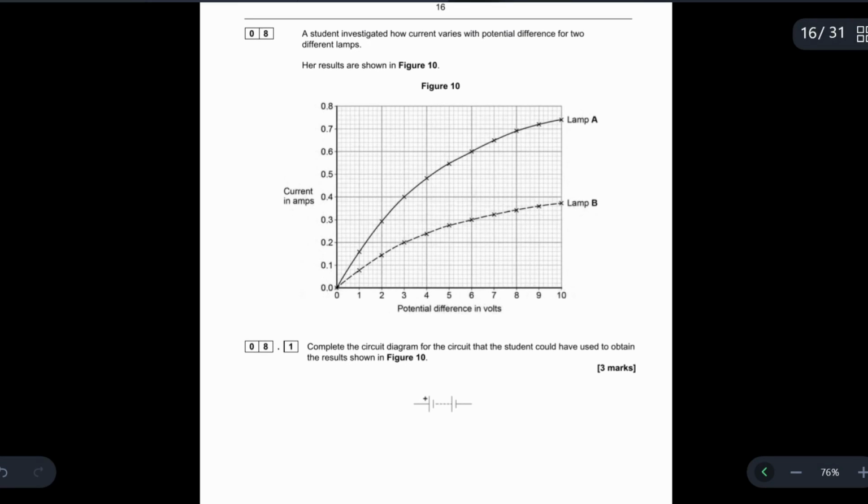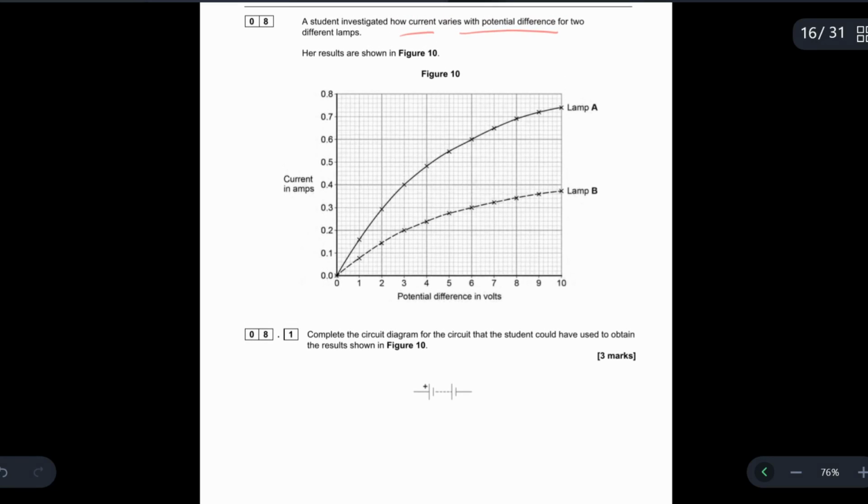For this question, essentially, we've got to look at what's going on. She's got two different lamps here. She's trying to see how the current varies with potential difference for the two lamps. And so essentially what we need is a circuit that's going to allow us to conduct this experiment. The key feature of the experiment is that we're trying to look at how the current varies with potential difference. So we're looking to change the potential difference, and we're trying to measure the current. So the key things you need to have are one way to change the potential difference and one way to measure the current in your circuit.